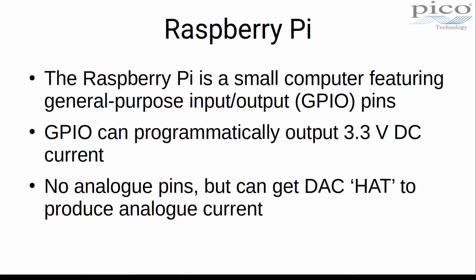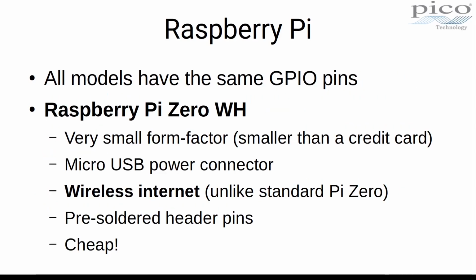Unlike some Arduino boards, the Raspberry Pi does not have any analog output pins. However, you can get DAC hats, which are modules that fit on top of the GPIO pin rack to produce analog currents. All models of Raspberry Pi have the same GPIO pins, although sometimes the numbering is different.